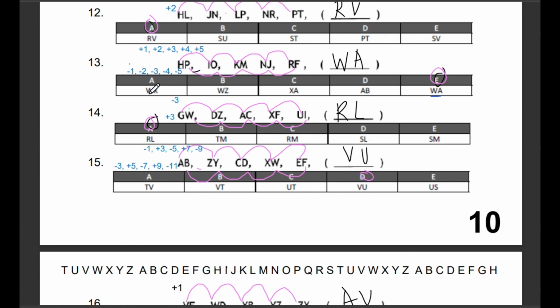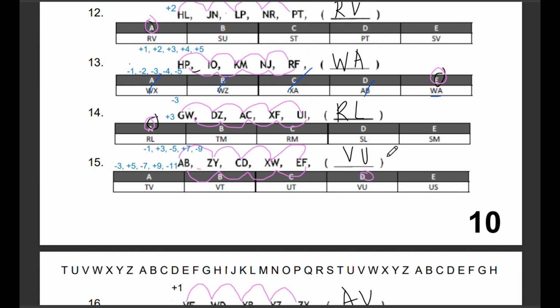Now let's consider why the other options are incorrect. Option A, which is WX, moves both letters the wrong distances. Option B, which is WZ, has the correct first letter but the wrong second letter. And options C and D, which are XA and AB, break the minus pattern for the second letters.